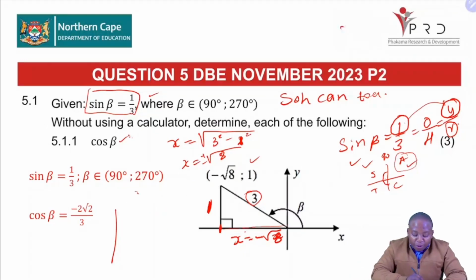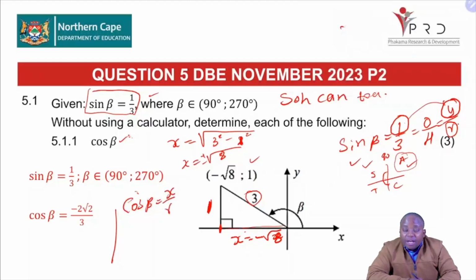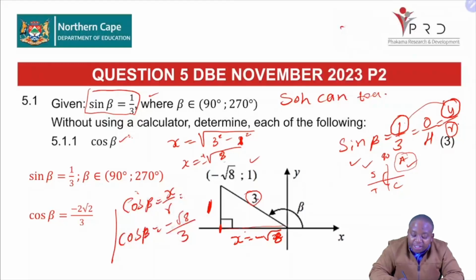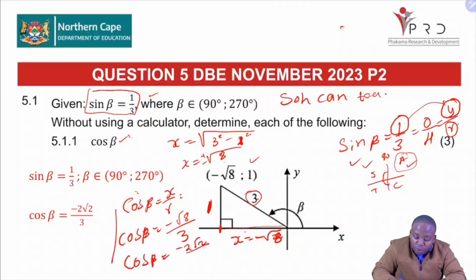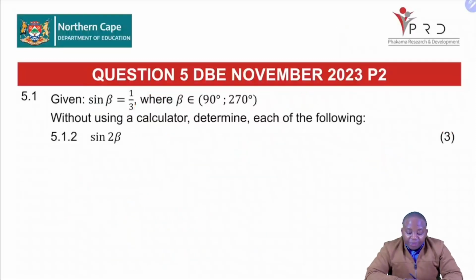To find the value of cos beta, remember we say our cos beta is going to be x over r. Now, we know that our x, we found it to be negative root 8. So our cos beta is going to be negative root 8 all over our r. It was 3. And if we can further simplify our negative root 8, we're going to get our cos beta as negative 2 root 2 all over 3. However, you can just leave it as it is here. You are going to get all of your marks. Let's proceed.